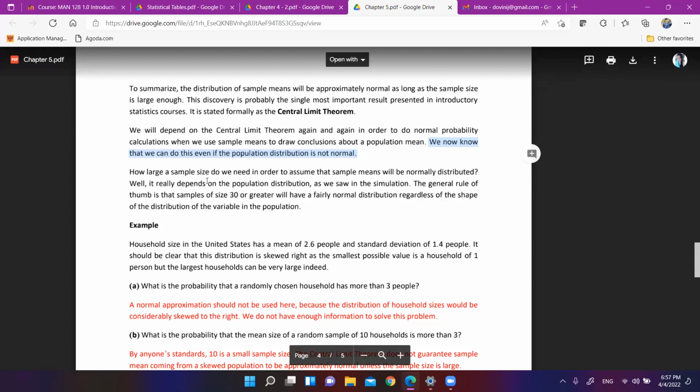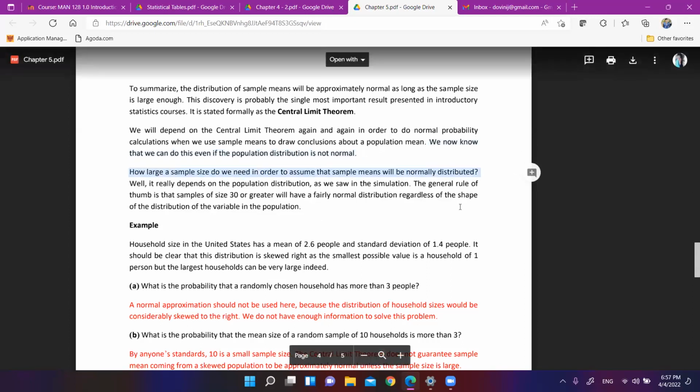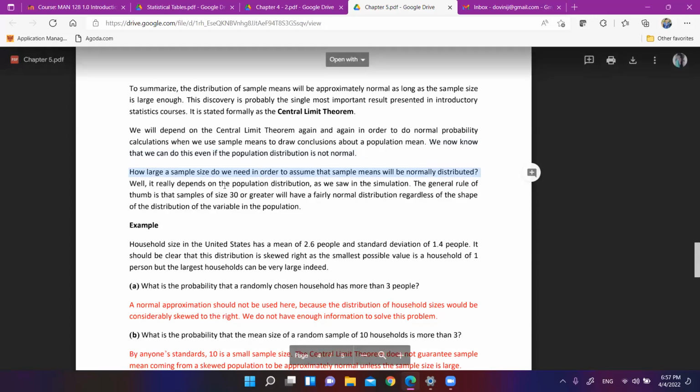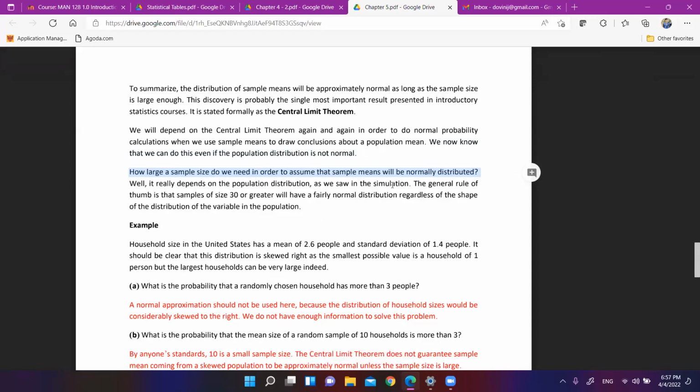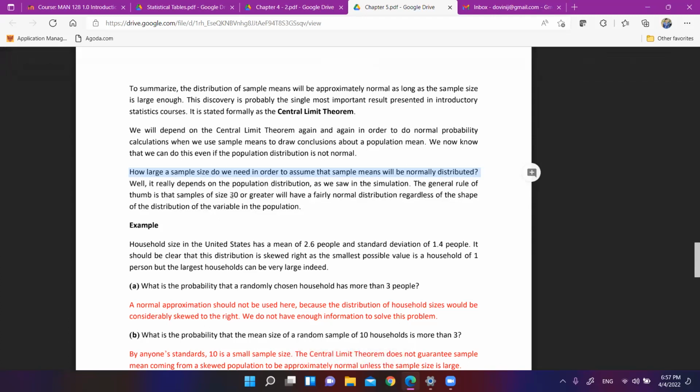How large a sample size do we need in order to assume that the sample means is normally distributed? Then කොච්චර large ද? ඔකත් ප්‍රශ්න large sample කියන්නේ මොකද්ද මේ? Right? Well, it really depends on the population distribution. As we saw in the simulation, the general rule of thumb is that sample size of 30 or greater will have a fairly normal distribution regardless of the shape of the distribution of the variable in the population.